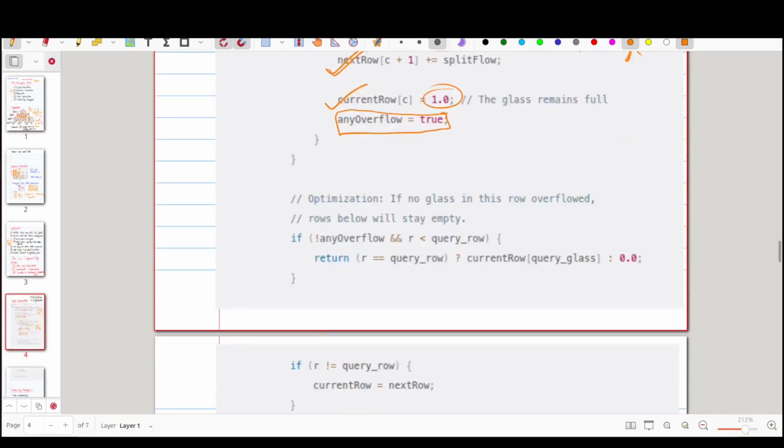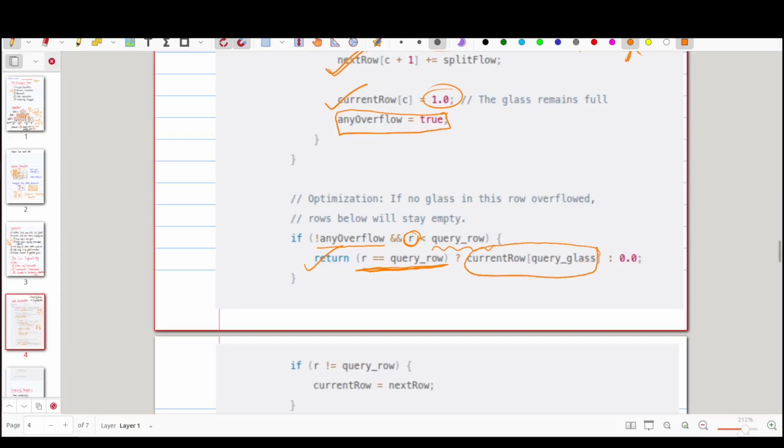But in case overflow is false, that means no overflow happened in the current state, and R, the row number, is also less than the query row. What does it mean? We have to return directly, because if there is no overflow, all the glasses below that level will always have zero water. So if R equal to query row, that means we are in the last position where we have to query, so you can consider that level's glass.